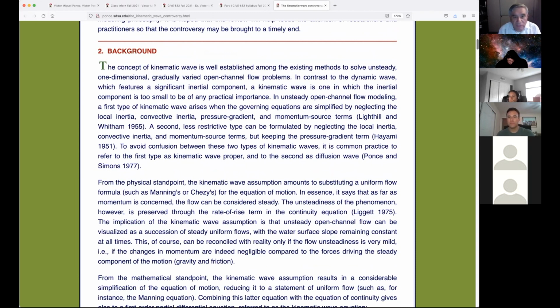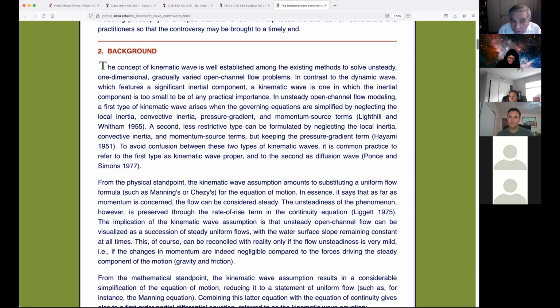So the concept of kinematic wave is well established. In contrast to the dynamic wave, which features a significant inertial component, a kinematic wave is one in which the inertial component is too small to be of any practical importance. That's true. We know that. So in other words, a kinematic wave exists only because the inertial component is small. Is the inertial component small or is it large? And the answer is typically it's very small. That's why we have kinematic waves. And the diffusion wave sits in the middle of it. So if the wave is barely not kinematic, it could still be diffusive and yet not be dynamic. So that's the idea. So there are three major classifications of waves in open channel flow.